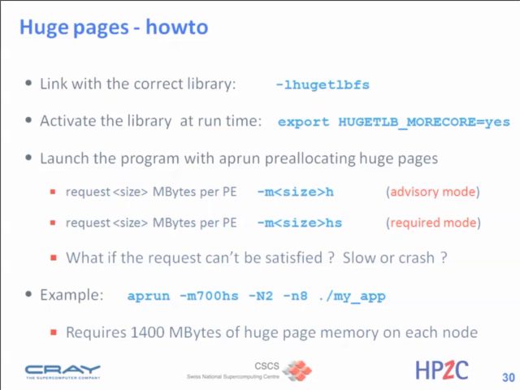So what you can do is add this extra S here, which is the required mode. In this case, if the huge pages are not available, your application crashes. So it crashes, you don't run the code, but at least you know that it's not running in an inefficient way.